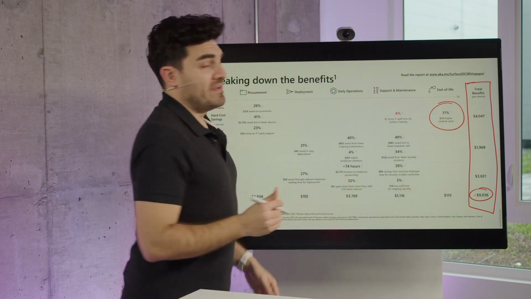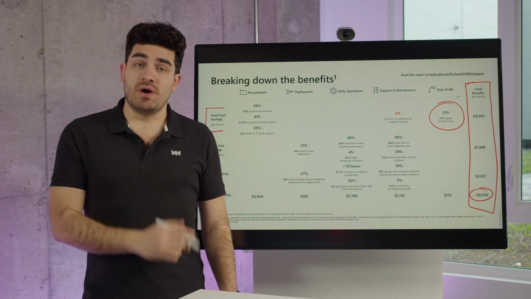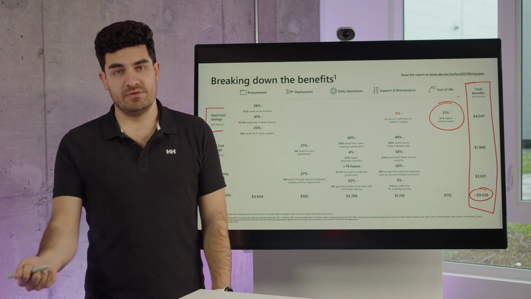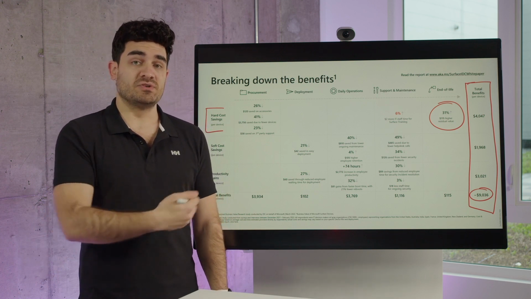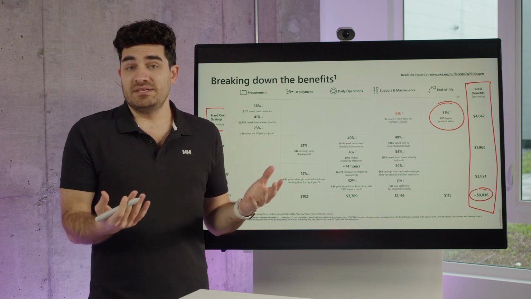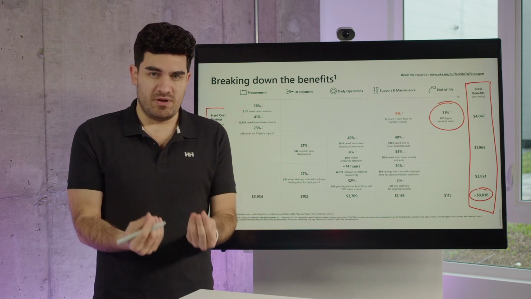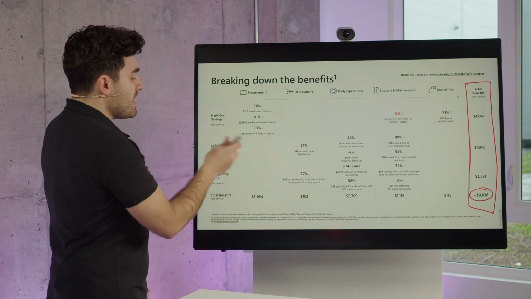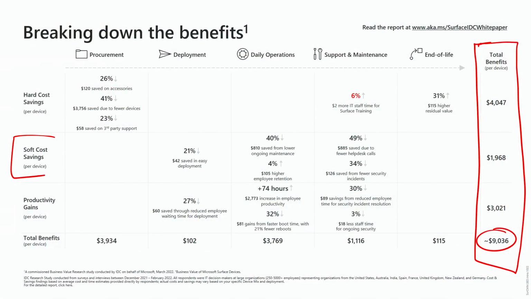The higher residual value. These devices, compared to other Windows devices, are 31% more valuable at the end of their life when they're sold for value recovery or written off or donated. That is meaningful because Surface devices have that premium quality and hold their value. Okay. Next one is these soft cost savings, making deployment easier. And in our session today, I want to show you Windows Autopilot and some of the more modern deployment methods that led to this number being included.